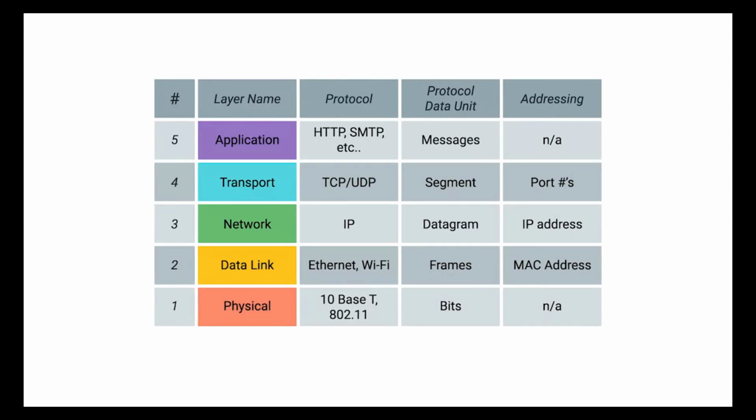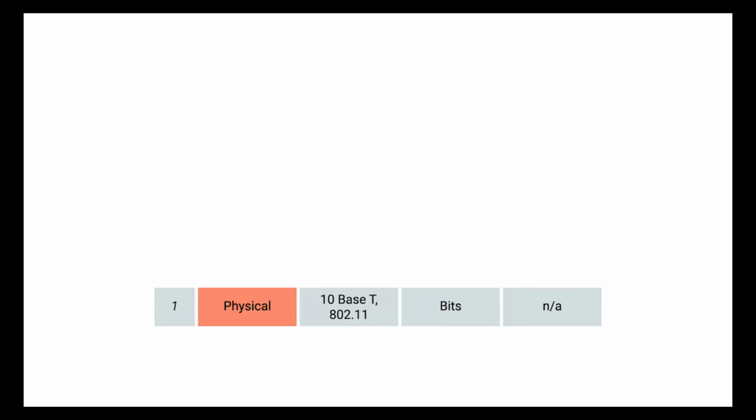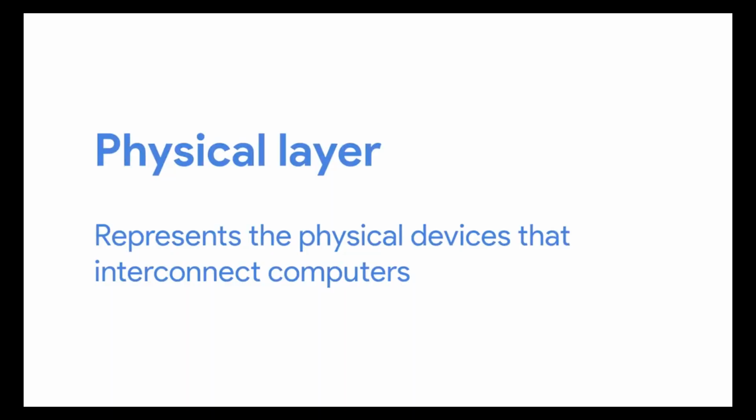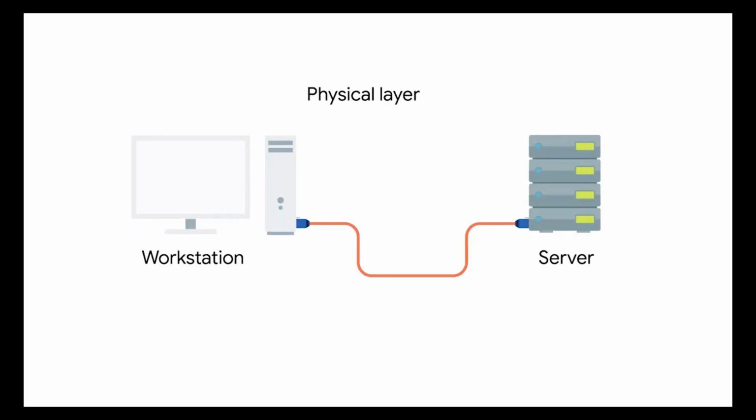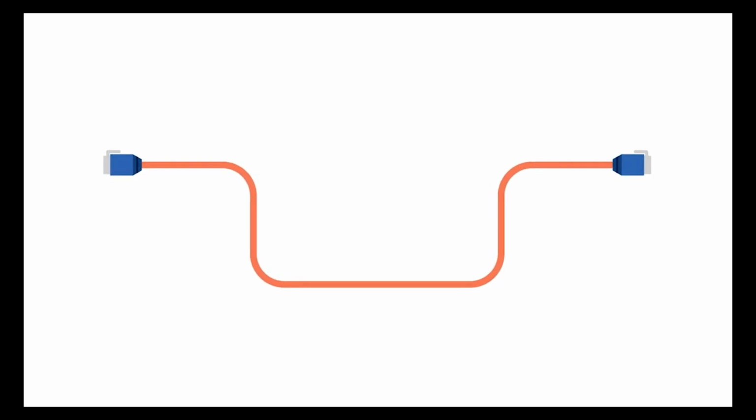By the end of this lesson, you will be able to identify and describe each layer and what purpose it serves. Let's start at the bottom of our stack, where we have what's known as the physical layer. The physical layer is a lot like what it sounds. It represents the physical devices that interconnect computers. This includes the specification for the networking cables and the connectors that join devices together, along with specification describing how signals are sent over these connections.